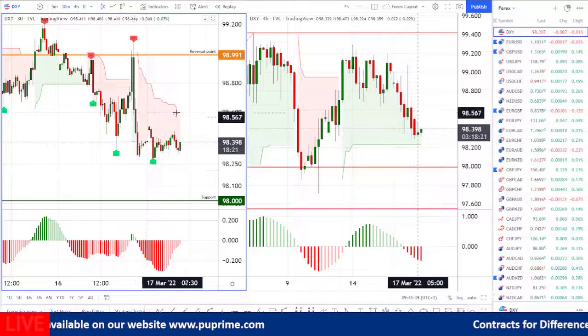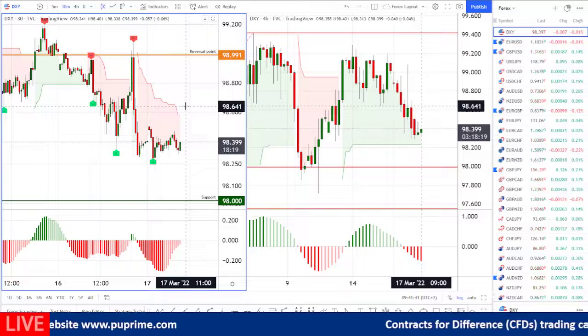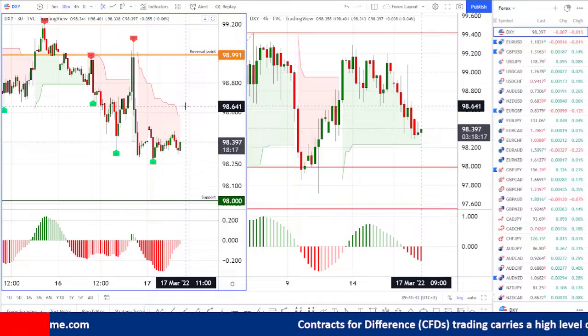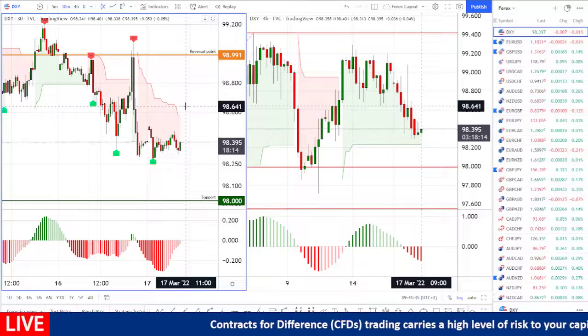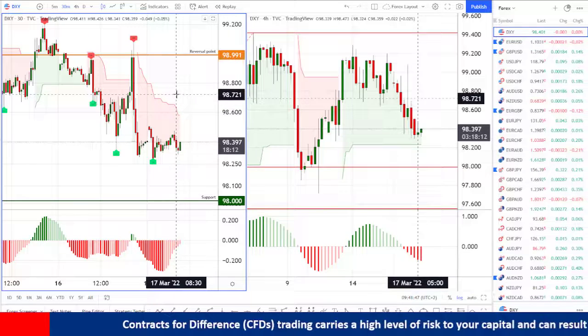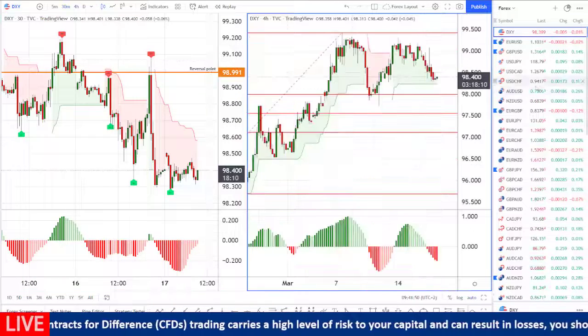However, we might have a retracement to the upside. A correction might be due. However, any upward move on the US dollar index should be a good opportunity to short in the short and the medium term, and that's for the dollar index.